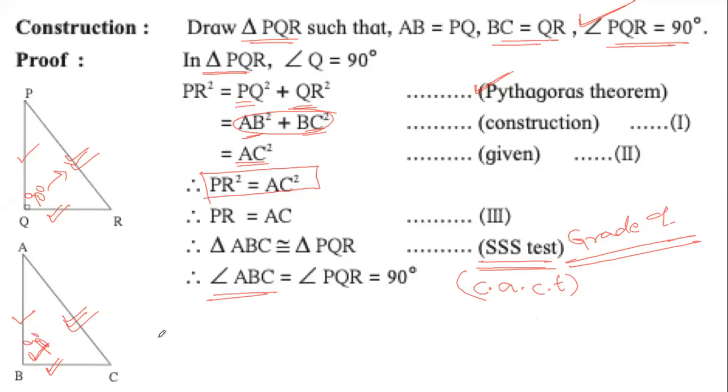We knew that AC square equals AB square plus BC square. We did not know that angle ABC was 90 degrees. So we used the indirect method. We drew another triangle. We made it congruent to the given triangle. And we then found out that angle B is equal to 90 degrees. This is the proof of the converse of Pythagoras theorem.